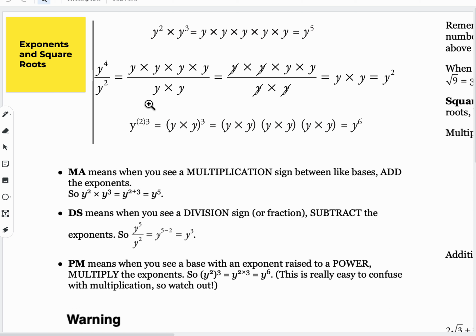We can see this written all the way out just above. We have 2 y's plus y multiplying itself 3 times. That gives us y multiplying itself 5 times, or y to the 5th power.